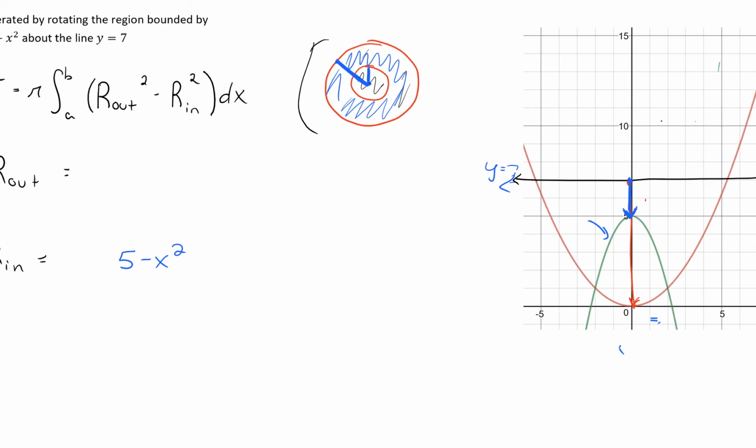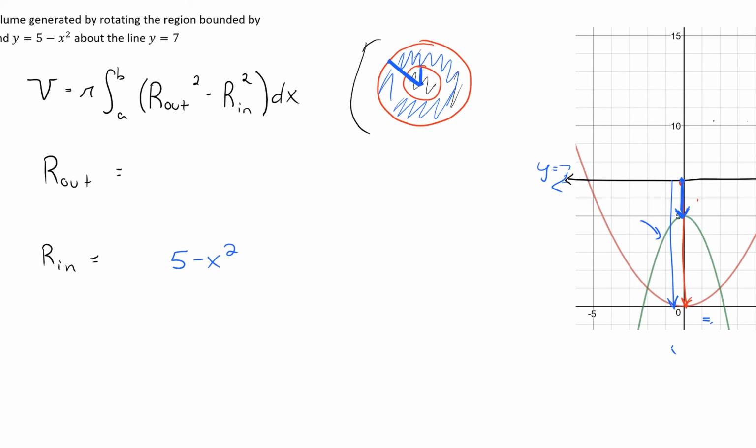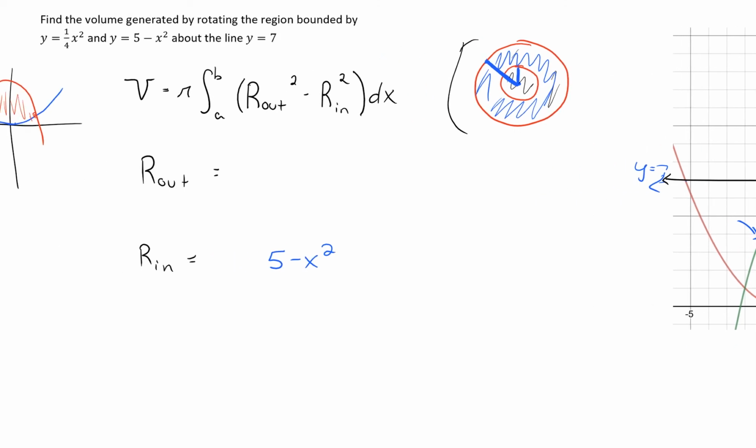And then my outer radius, well, that's going from here to here. What is this upward facing parabola? That's 1/4 x squared. So the outer radius is going to have 1/4 x squared in there somewhere.